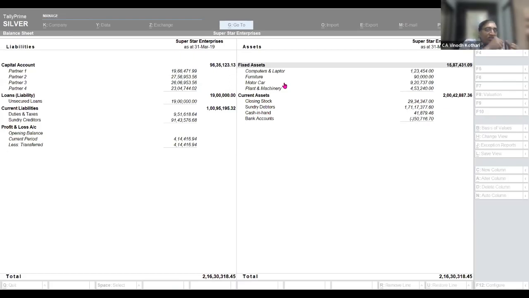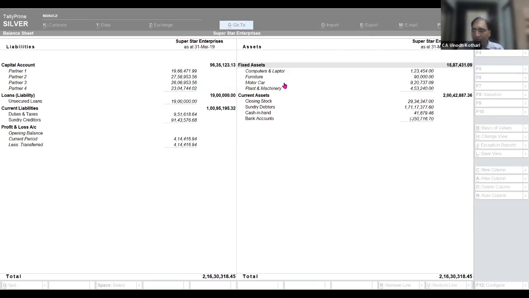And where does this amount go and sit? It will sit in either your assets, your receivables, your cash balance, or your bank balance. We call it a balance sheet. Why? What you have received should match with where you have paid. It can be either receivable or cash in hand.